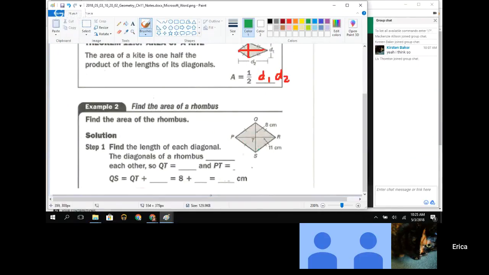Okay. So find the area of this rhombus. They tell us the distance between Q and T is 8. And they tell us the distance between T and R is 11. So we need to find the distance of the whole diagonal. So this whole diagonal from Q all the way down to S, if this is 8, then the whole diagonal is going to be 16.